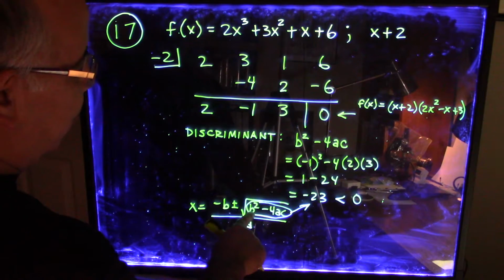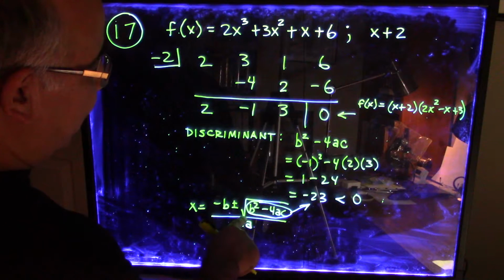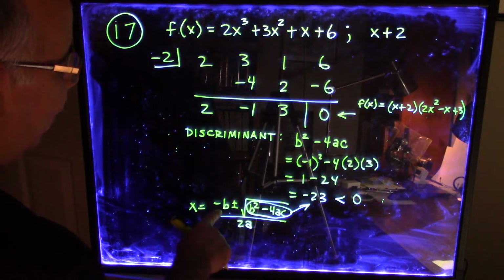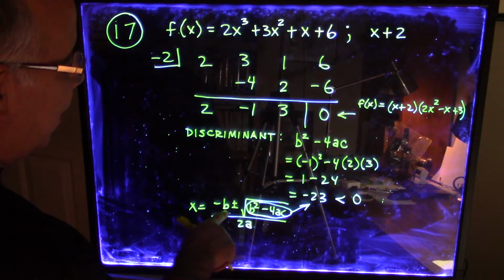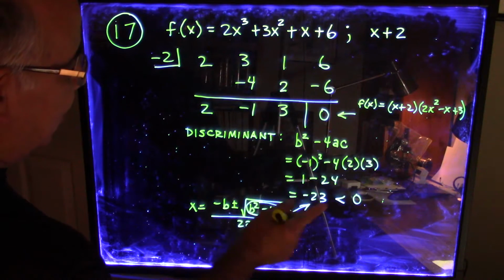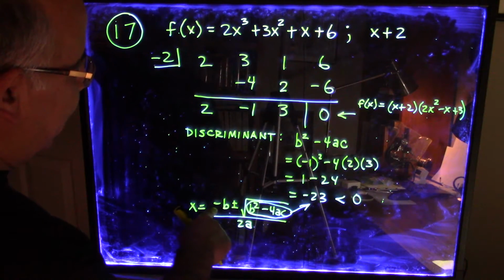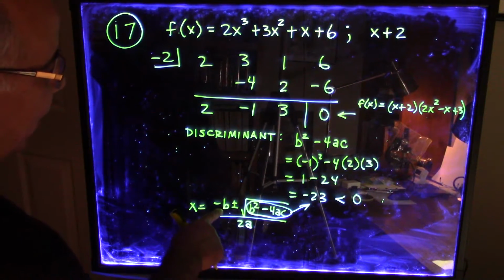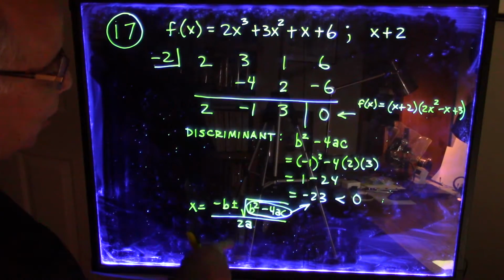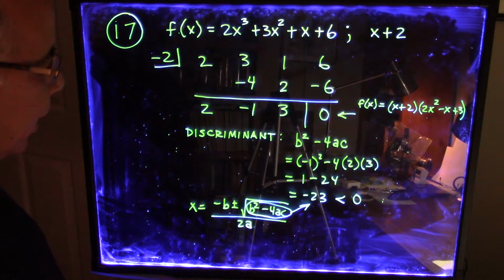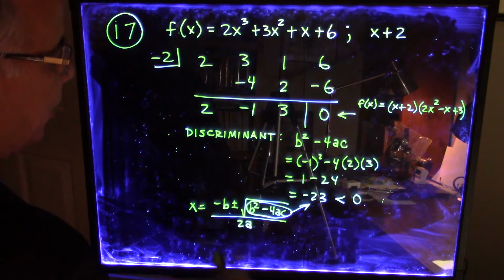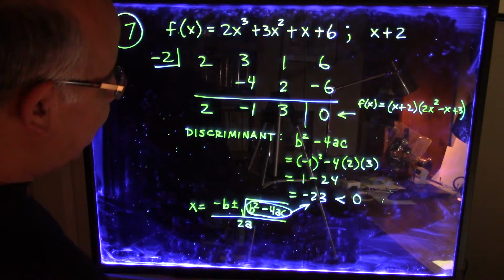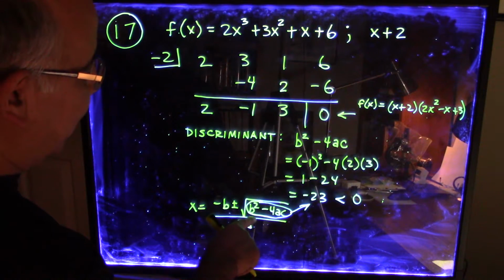Okay, if this were to equal 0, you'd have the square root of 0, which is 0. So all you'd have is negative b plus or minus 0, which you can just forget about the 0 part. It's just minus b over 2a. That's just one solution, and it's a rational number, minus b over 2a.